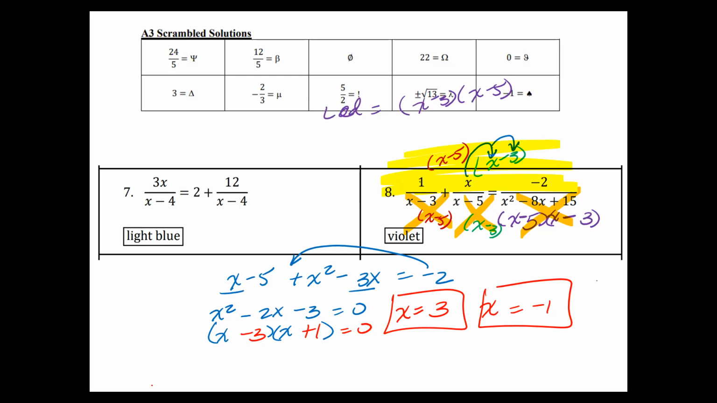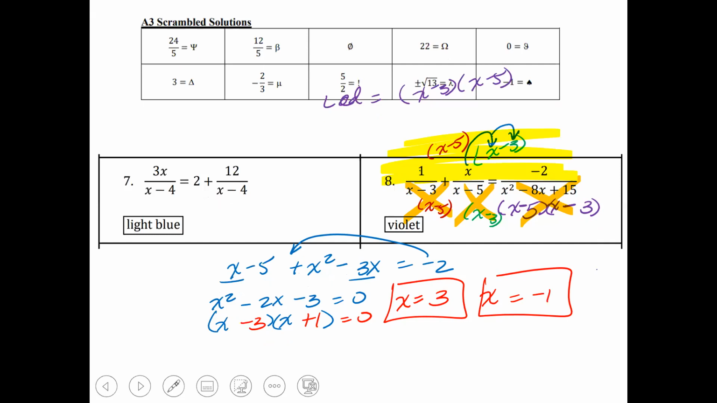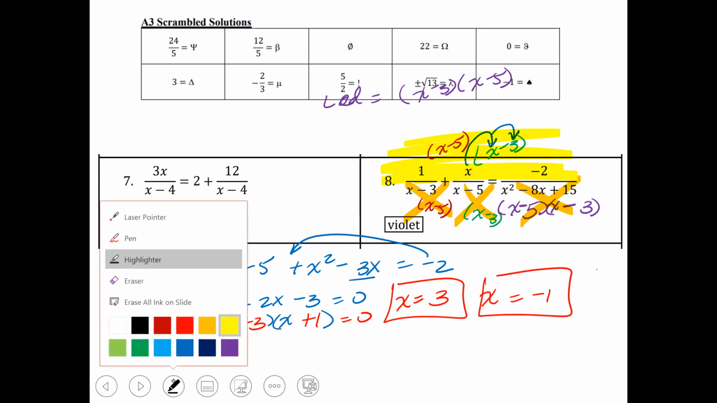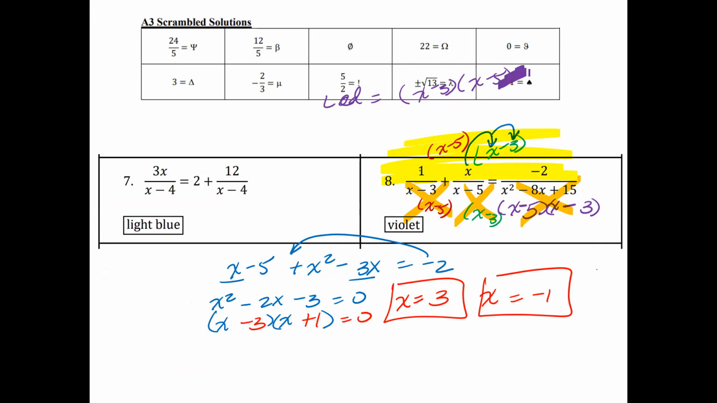Okay, so then looking at this right here, I see that 3 and negative 1 gives me that spade, and it's going to be violet. So with the violet, when you see a negative 1, go ahead and color that purple. And it's an upside down heart.